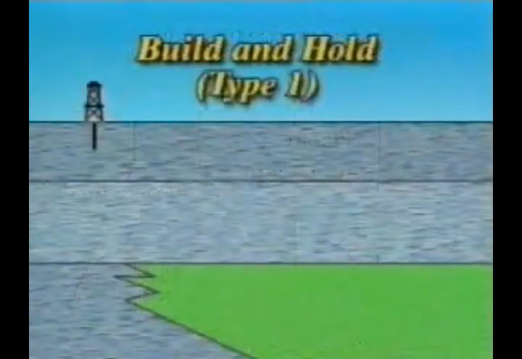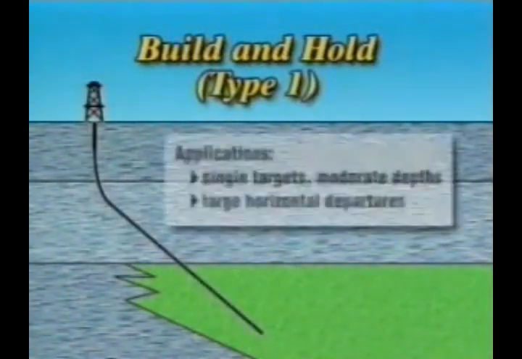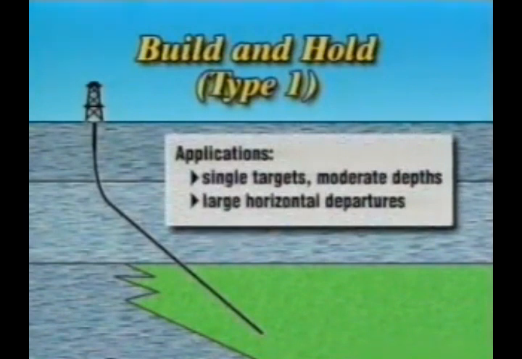The build and hold pattern employs a shallow initial deflection from vertical and a straight angle approach to the target. It's good mainly for reaching single targets at moderate depths, and sometimes for drilling deeper wells with large horizontal departures.